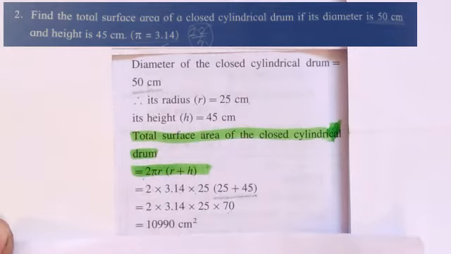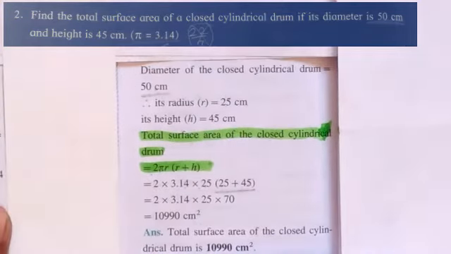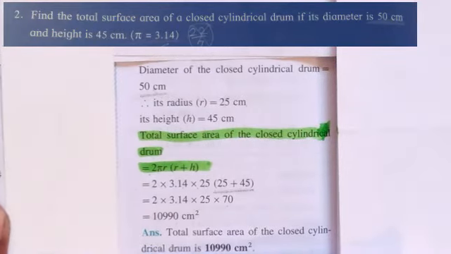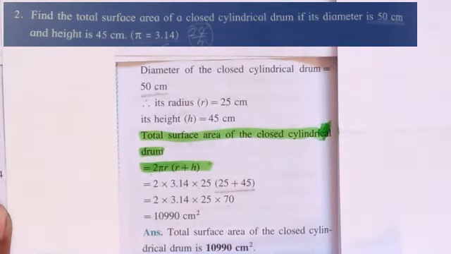If we do the calculation, then we get the answer, that is 10,990 centimeter square. At last we have to write the answer in words, that is total surface area of closed cylindrical drum is 10,990. So students, write the answer systematically in your notebook.